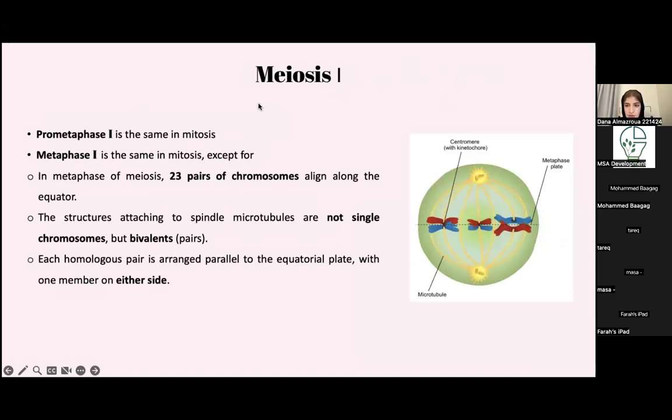Now, to continue talking about meiosis I, we finished the prophase with all its subtypes. Then we have the prometaphase, which is exactly the same as in mitosis. So there's really no need to explain it because we've already understood that in mitosis. Then metaphase I is the same as in mitosis except for, okay, now let's understand what the difference is. Now this is very important. Here I want you to focus.